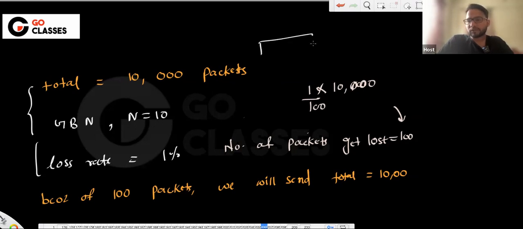So let's suppose you are sending 0, 1, 2, 3, 4, 5, 6, 7. Let's suppose the third one is lost. You have received 0, 1, 2, and then the third is lost. If the third is lost, then what will you do? You will retransmit the whole window. So if some packet is lost, you retransmit the whole window in Go-Back-N. That is why for every packet, we are retransmitting 10 packets.